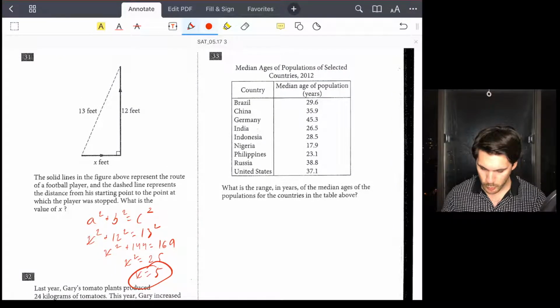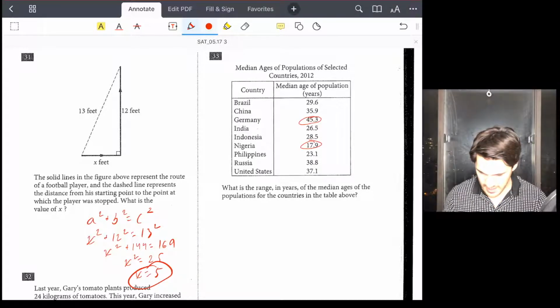Number 33, what is the range in years of the median ages of the populations of the countries in the table above? The range is just the biggest minus the smallest. So the biggest one is this one right here, 45.3. The smallest is 17.9. So we're going to do 45.3 minus 17.9. This will get us 27.4.